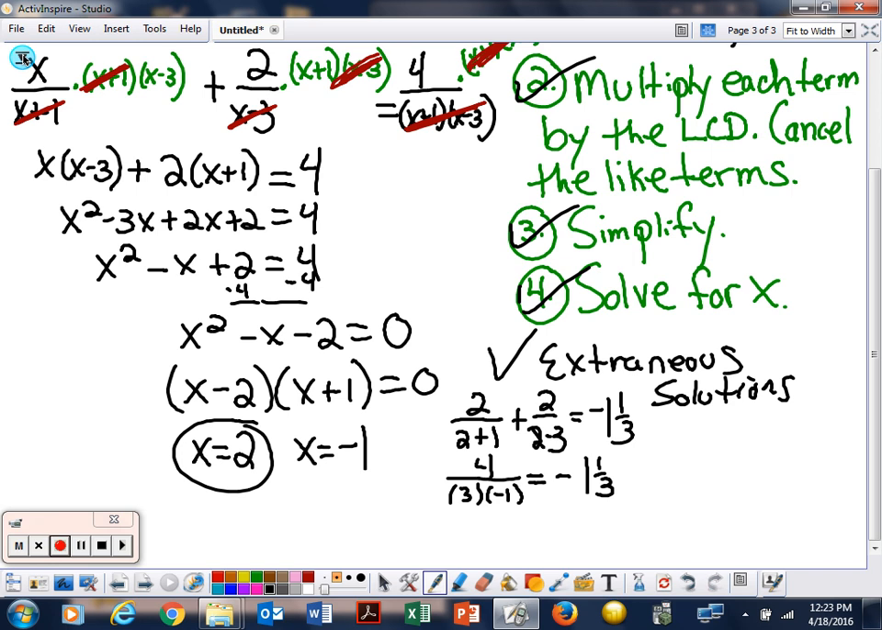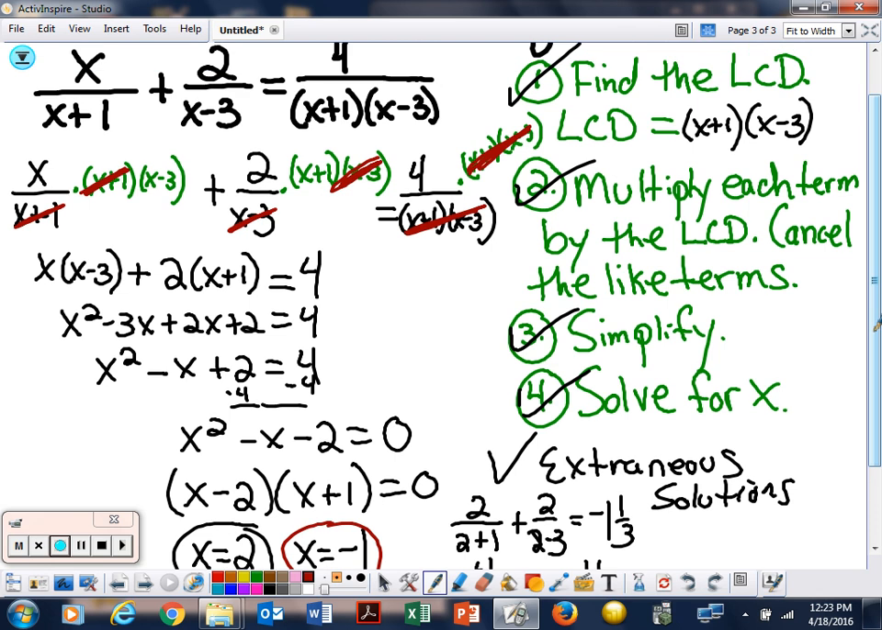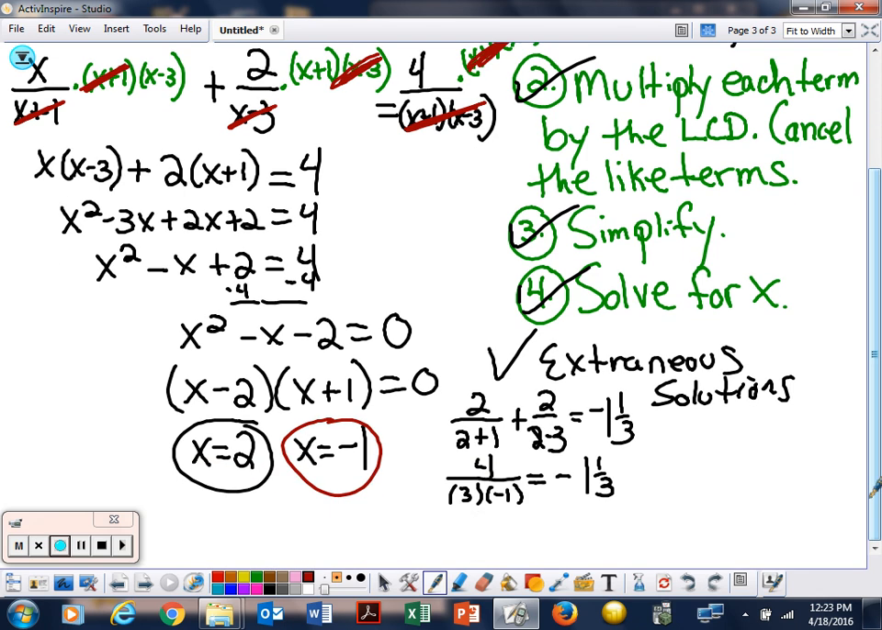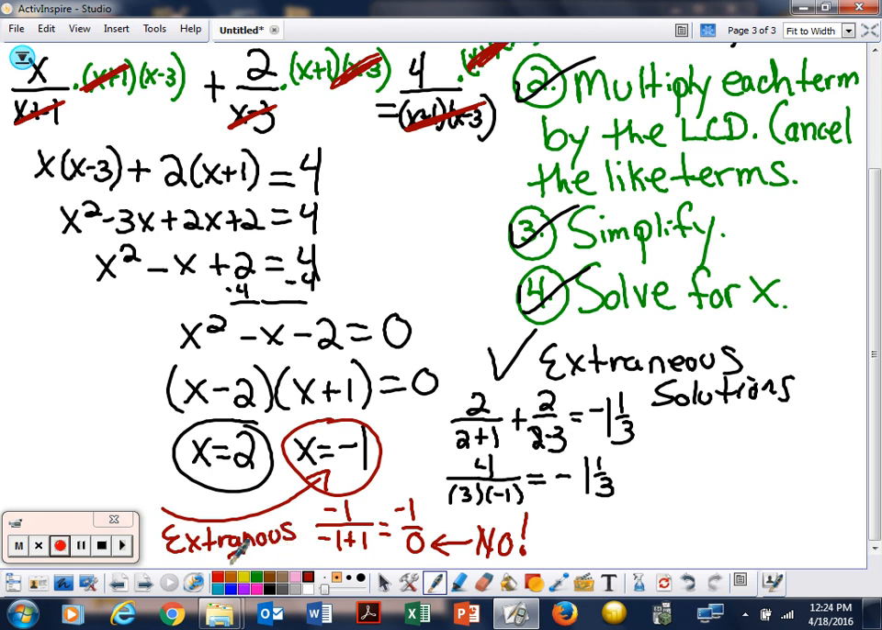Now, if we check the negative 1, okay, well, think about this. If I put negative 1 in the denominator, I'm going to end up with 0 in the denominator. Okay? So I've got negative 1 over negative 1 plus 1, which is negative 1 over 0. Right away, that tells me no. That's not going to work because you cannot divide by 0. So that tells me that this is an extraneous solution.